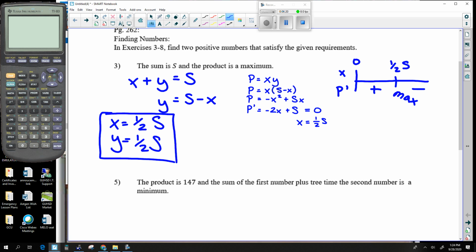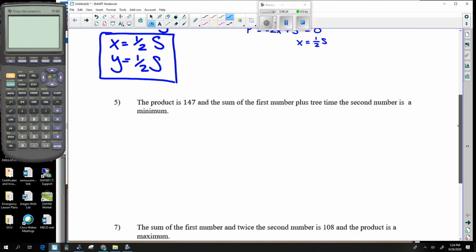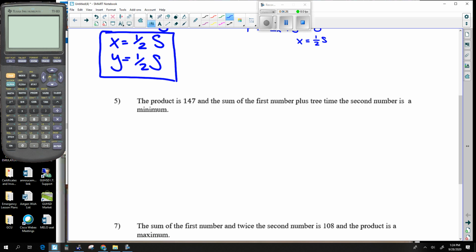And so that would be the sum is s and maximize the product. Again, you usually don't work with this many letters. Like, I think this is the only weird one. Everything else actually deals with numbers and stuff like that. All right, let's take a look at the second one.